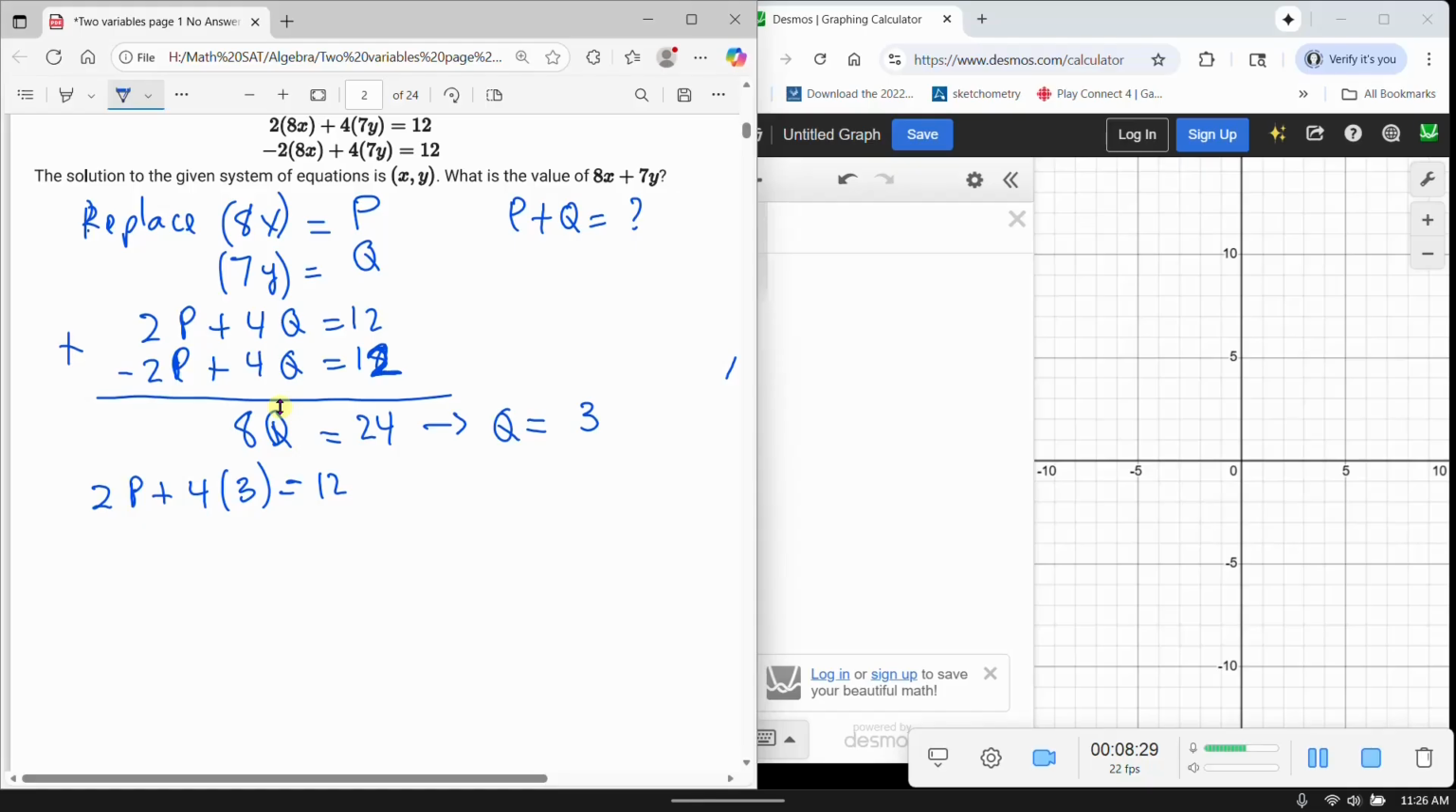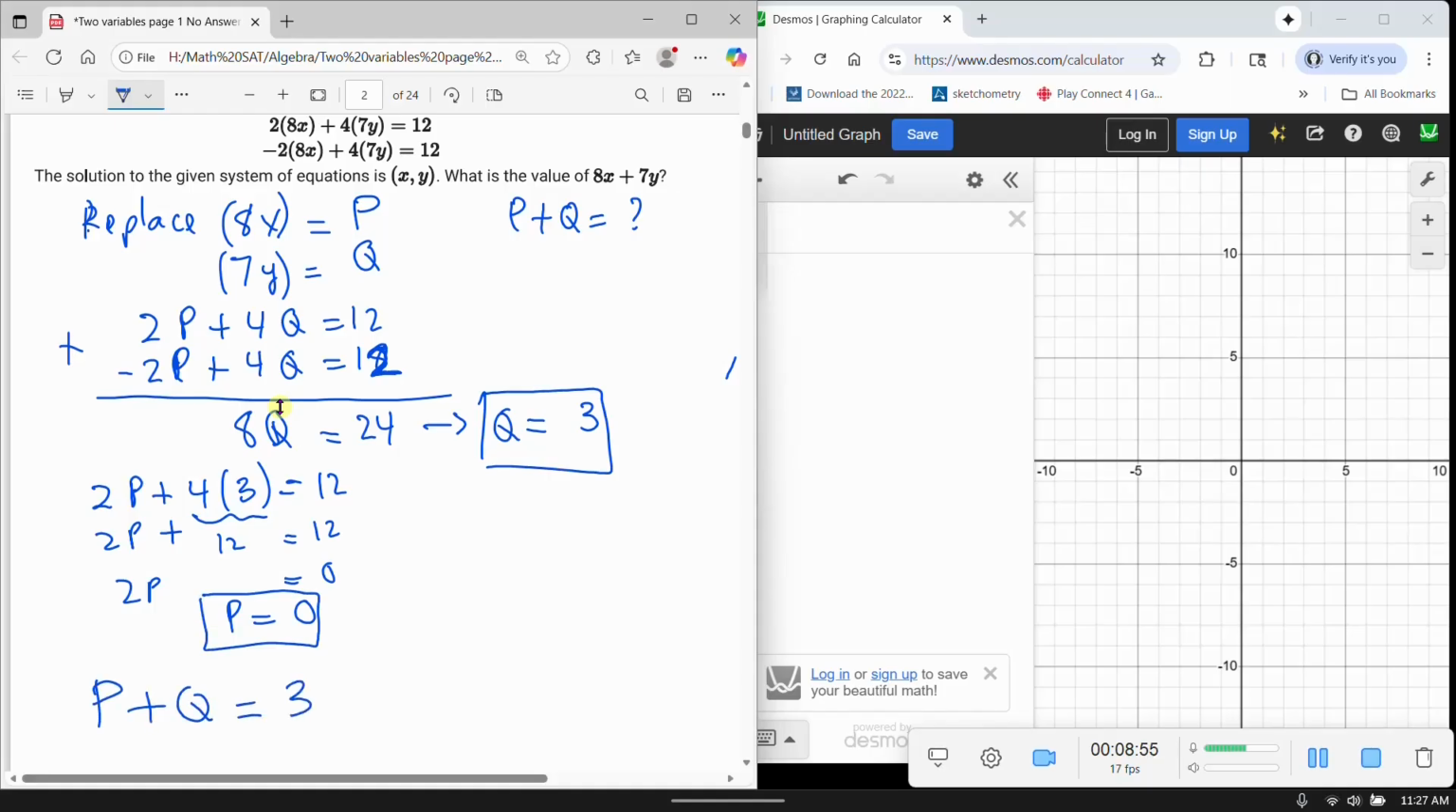Now solve for this. So 4 times 3 is 12. I'm going to minus 12 on both sides. Got 2P equal to 0, P equal to 0. So now you got P equal to 0 and Q equal to 3. Then P plus Q equals 0 plus 3 or 3 plus 0. The answer is 3.